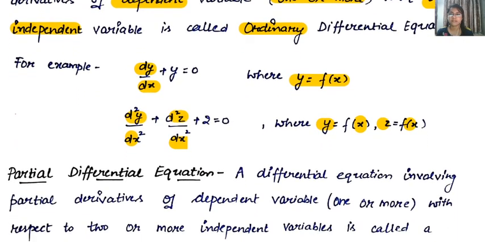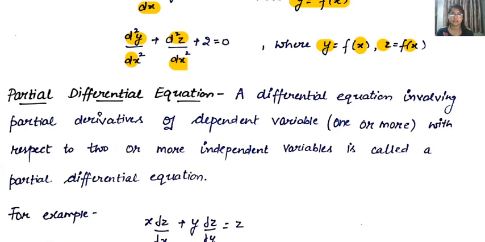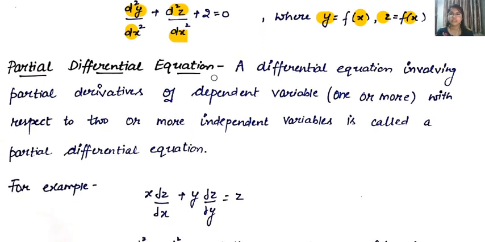Next is partial differential equation. A partial differential equation is an equation involving partial derivatives of a dependent variable with respect to two or more independent variables. Here we again have the derivative of a dependent variable with respect to independent variables, but the condition is that the dependent variable may be one or more, but the independent variable must be 2 or more, not equal to 1. Because if the independent variable is 1, then we call the differential equation an ordinary differential equation.